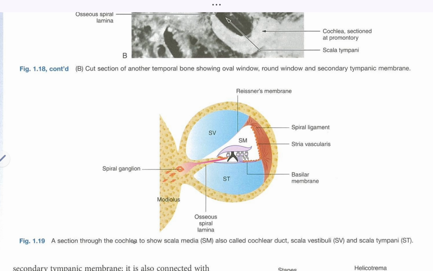A section through the cochlea to show the scala media, also called the cochlear duct, scala vestibuli, and scala tympani. Here we can see the modiolus, spiral ganglia, osseous spiral lamina, scala vestibuli, scala media, and scala tympani. Here we can see Reissner's membrane, spiral ligament, stria vascularis. Here we can see the basilar membrane.